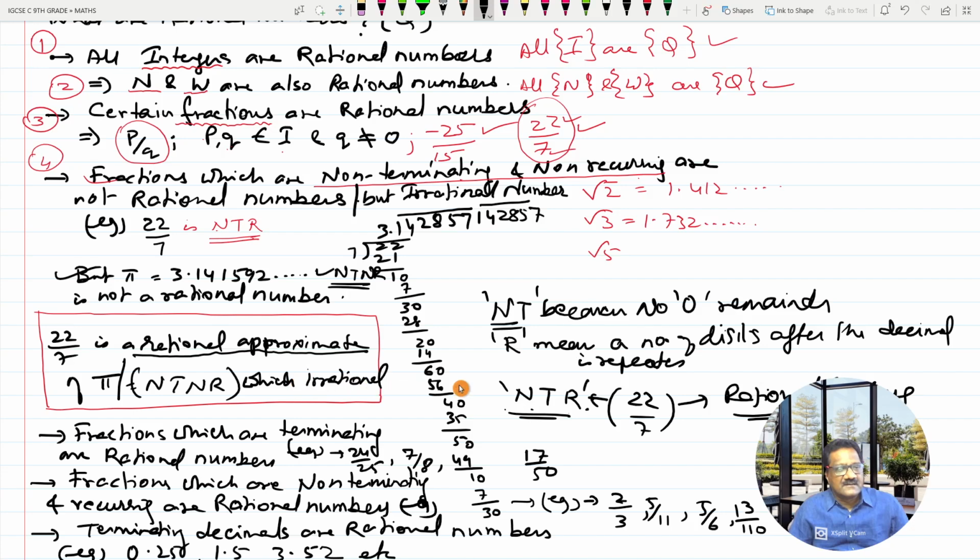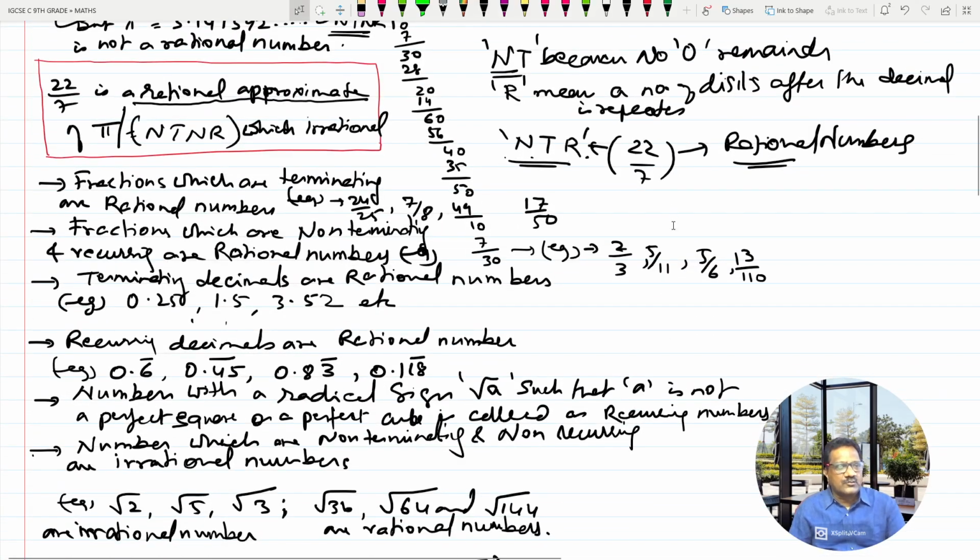Is that clear? Okay. Now coming down to more definitions. Fractions which are terminating are rational numbers. Any fraction which will terminate is known as a terminating fraction. Now what is the meaning of terminating? Terminating का मतलब होता है, the meaning of terminating is you should get a remainder as 0 sooner or later. Whenever you get a remainder as 0, we say that fraction is terminating.